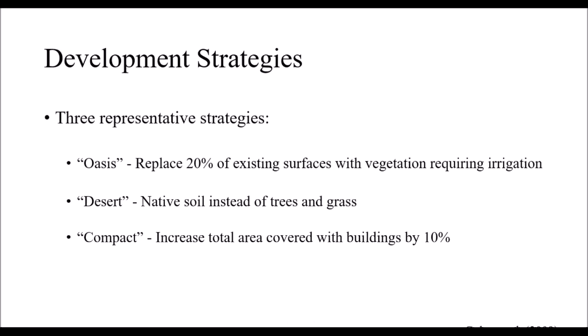Right. And they considered 3 representative development strategies listed out here. One is called Oasis, one's called Desert, one is called Compact. And again, I'm not going to go into all the fine details of exactly what each of these involves, but there are 3 different strategies for addressing one or both of those issues. And the LUMPS model will show the impact of each of the 3 development strategies in each of the 10 tracts.